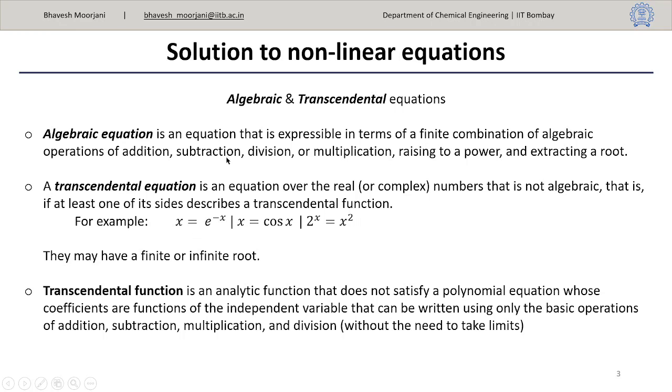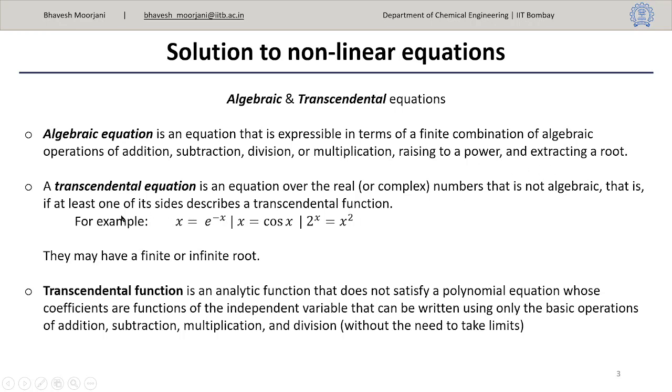Right? And what's the difference between algebraic equations and transcendental equations? Algebraic equations are represented in terms of one variable with a finite combination, right? So you will have some specific solution, okay?